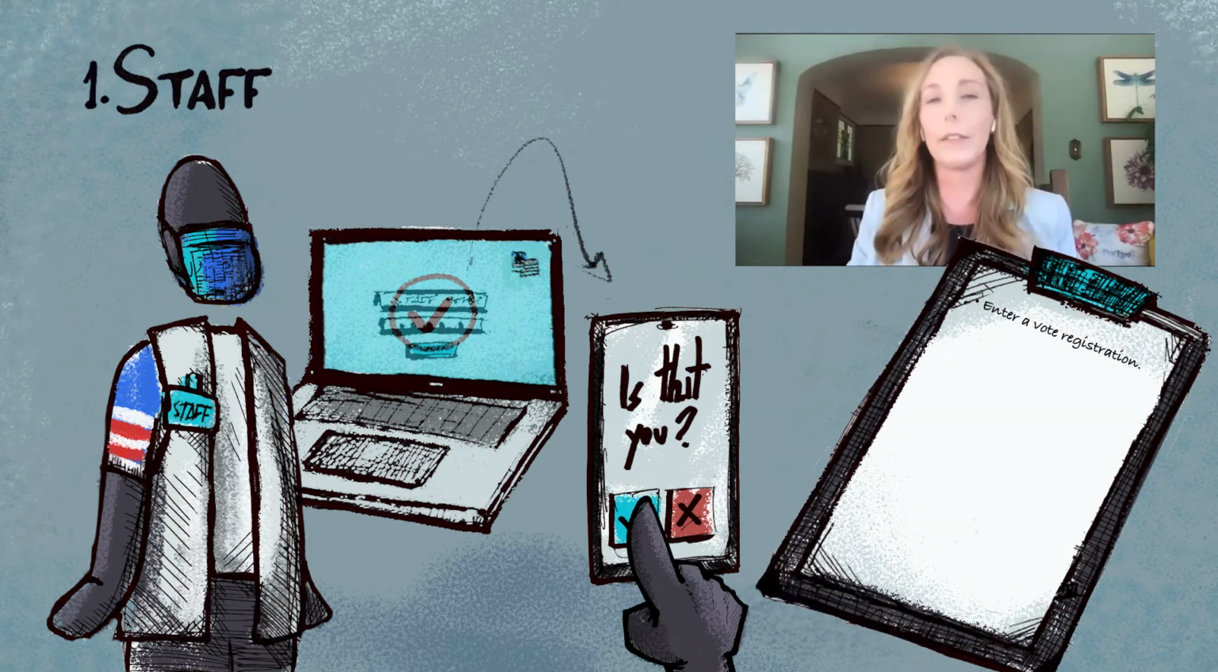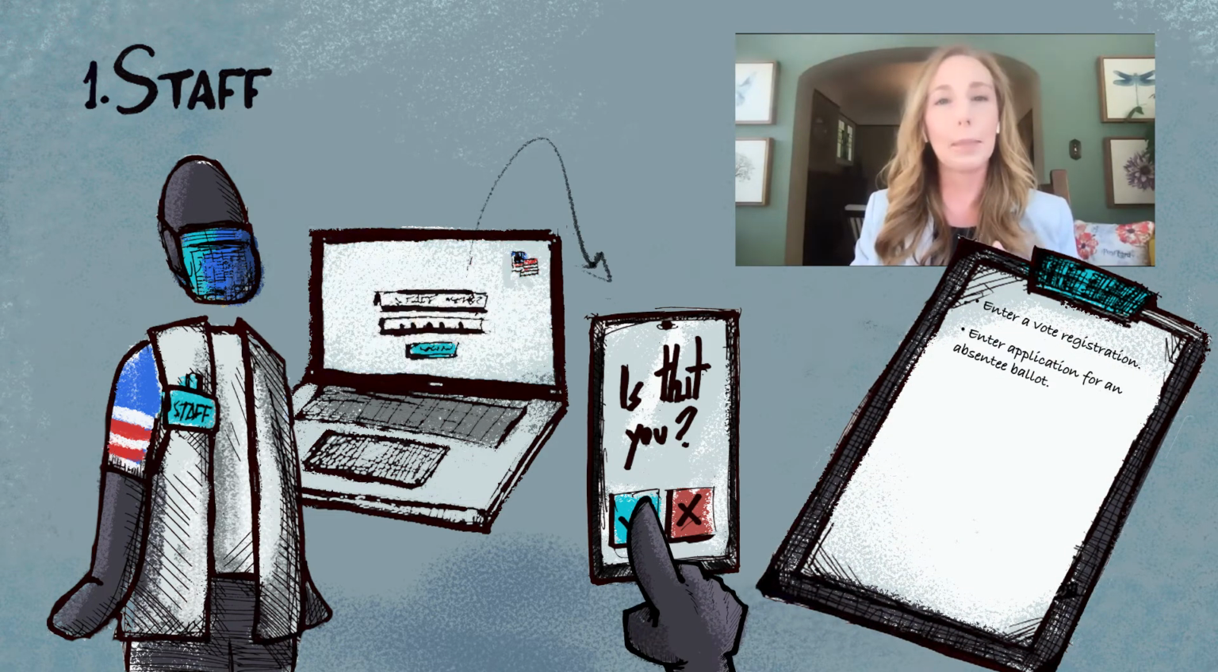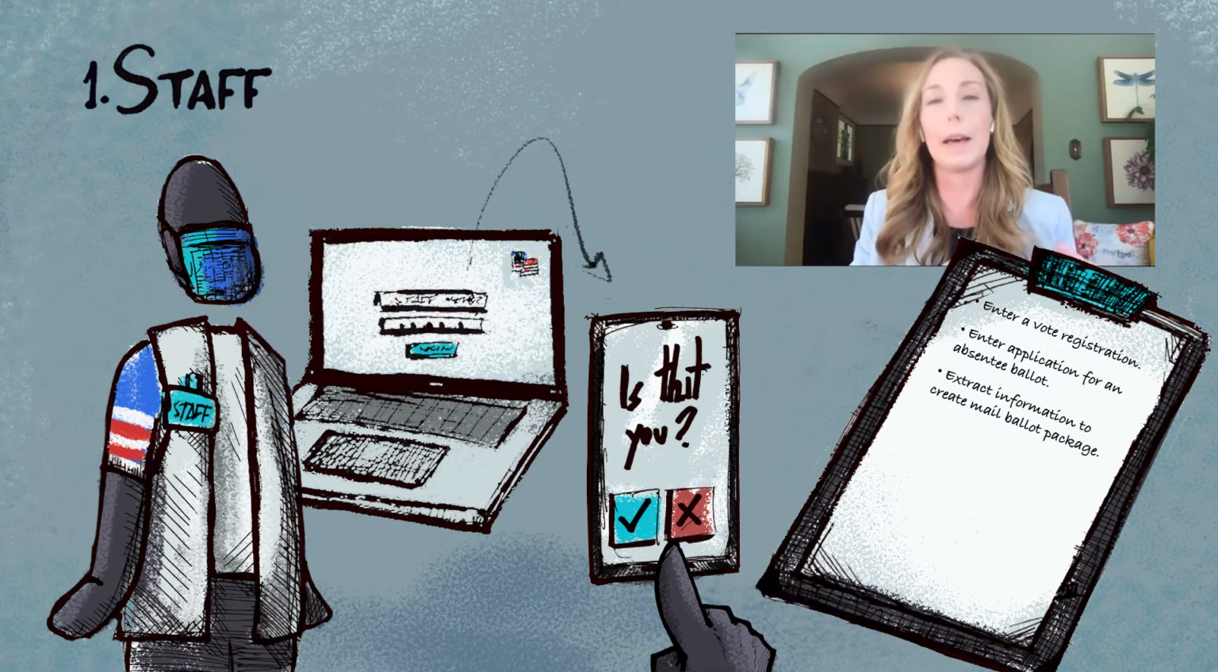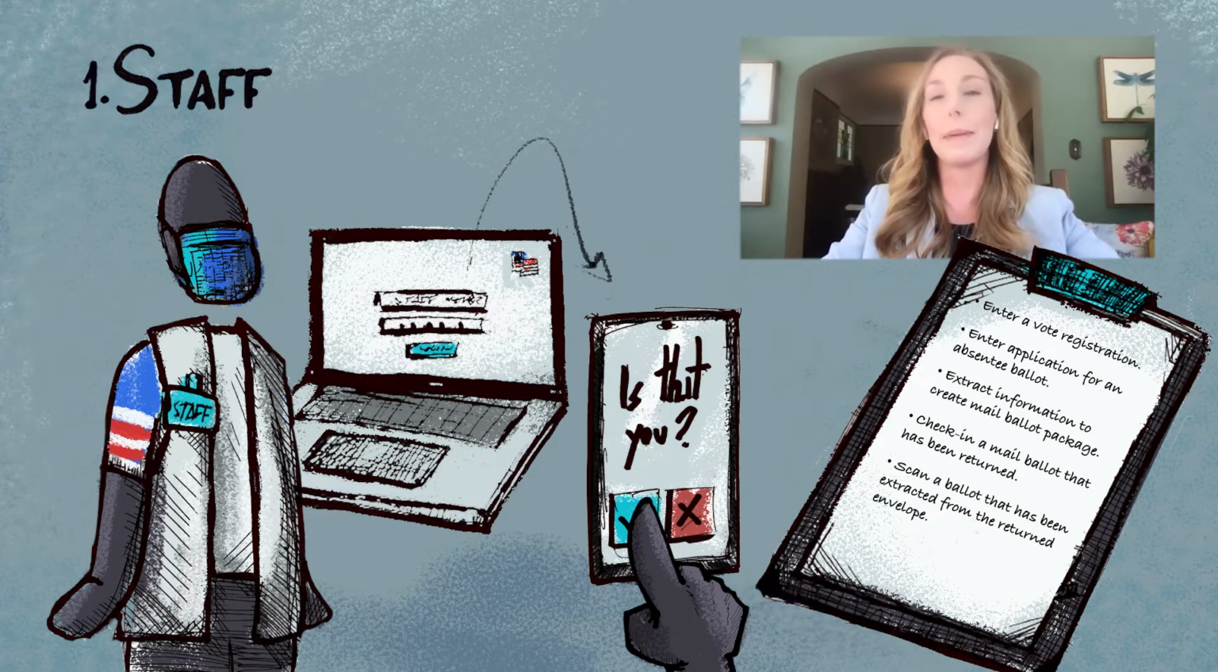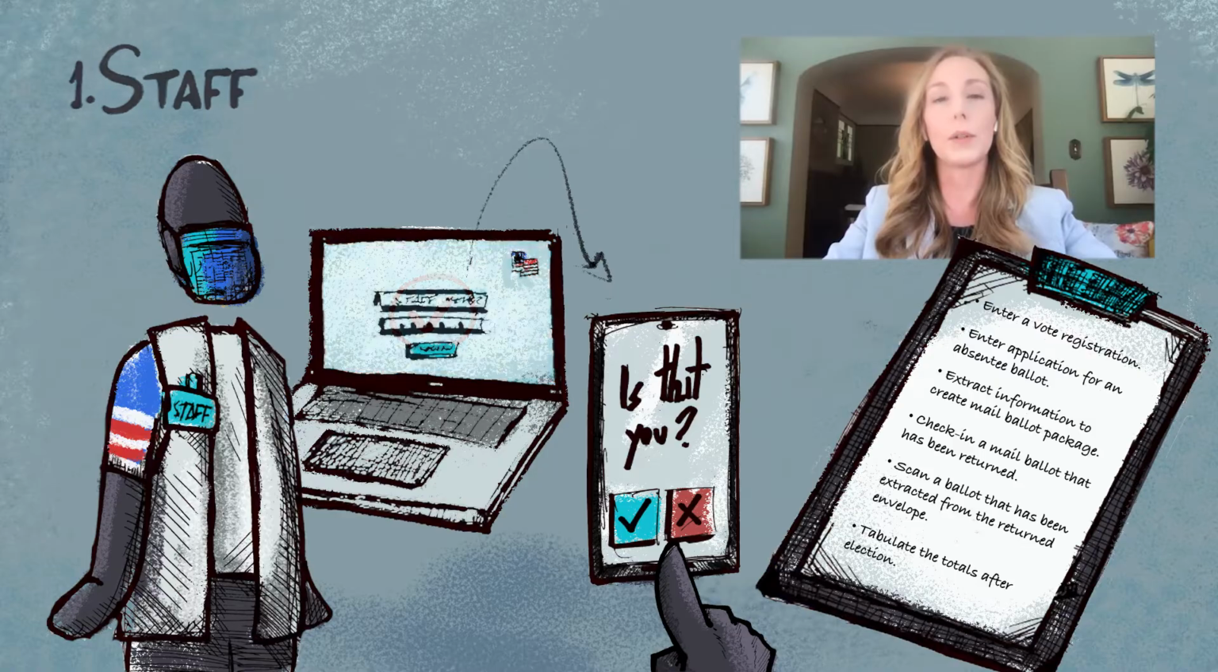They have to enter voter registration information, enter an application for an absentee ballot, extract voter information to create that mail ballot packet that goes out to the voter, check in a mail ballot packet that has been returned to the election office, scan a ballot that's been extracted from the return envelope, and then tabulate the totals once the polls have been closed and results are run.